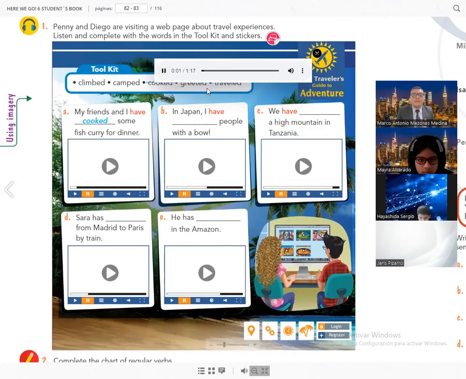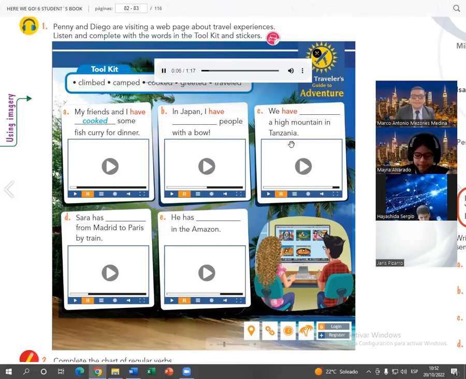Unit 7. Cultural Experiences. Boarding Pass. We have traveled a lot. Page 80, Exercise 1. Penny and Diego are visiting a web page about travel experiences. Listen and complete with the words in the toolkit and stickers.